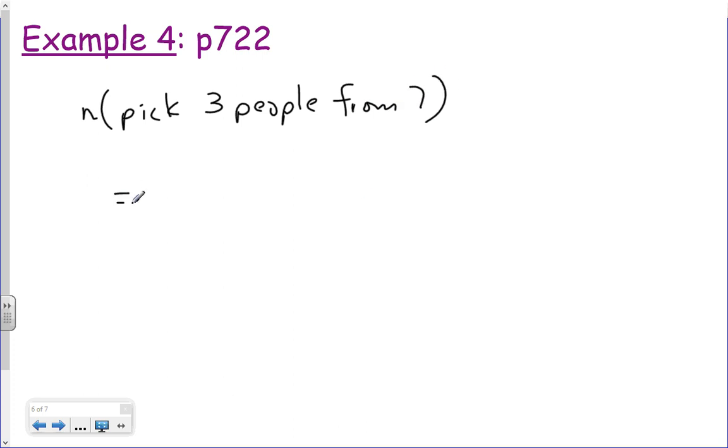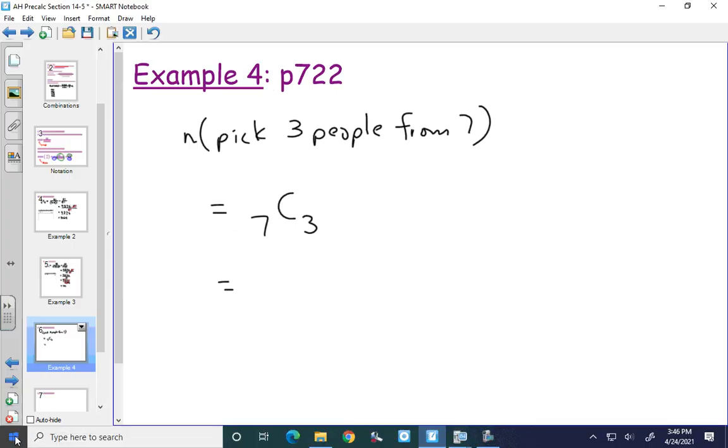So this is just going to be a combination. I have 7 people to pick from, and I can choose any 3 of them. If it was a permutation, then it would just be 7P3, because I'd have 7 people to pick from, and I'm arranging 3 of them, picking 3 to arrange. So let's go ahead and just grab our calculator and find out what 7 choose 3 is equal to.